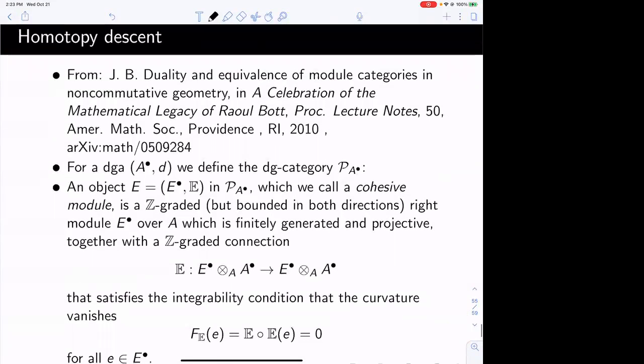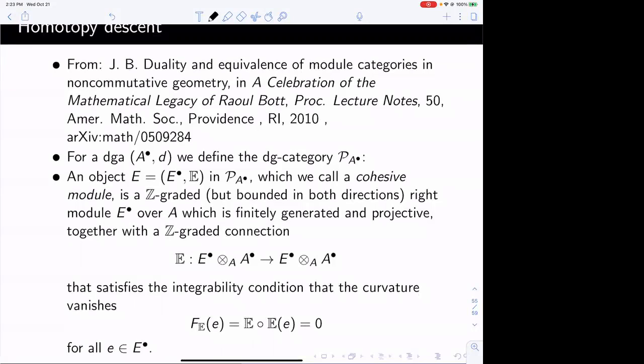Now I'm going to talk about homotopy descent. Now we're not going to glue things together according to isomorphisms, but we're going to glue them together according to homotopy isomorphisms, or homotopy equivalences. This is contained in a paper of mine from long ago. The input data is the same thing. You take a DGA, and we're going to find a DG category.